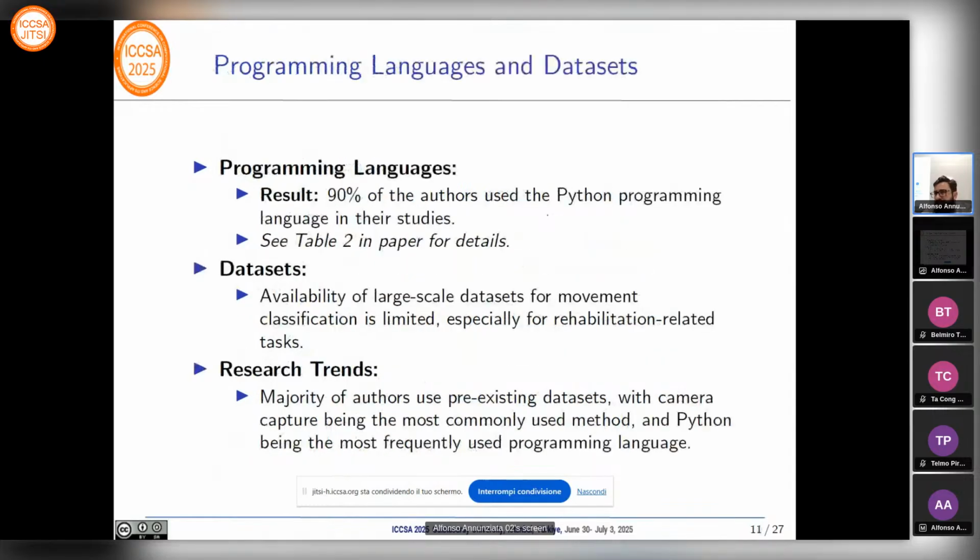The most used programming language in these applications was Python. I think that's mostly because of artificial intelligence, using Python, or using R language, which is also used. But 90% of the authors use Python programming. About the datasets, when we're talking about AI, we need to use datasets. It's not easy to find open datasets about healthcare, about body tracking, for example. As for research trends, the majority of authors use pre-existing datasets, with camera capture being the most commonly used method, and Python being the most frequently used programming language.